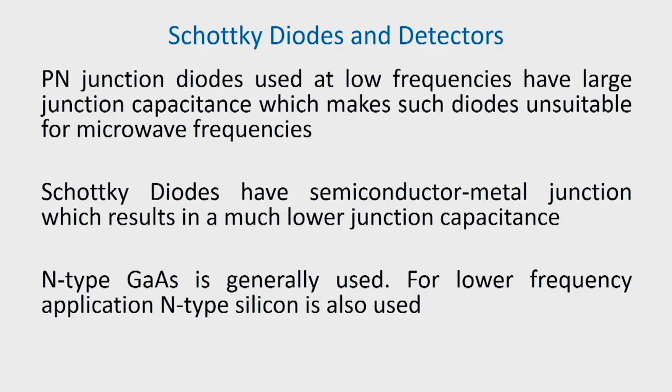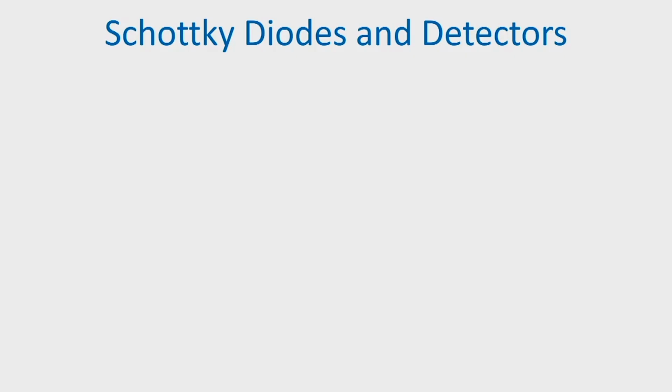Usually, in the design of Schottky diodes, N-type gallium arsenide is used, and for lower frequency operation, N-type silicon is also used. Let us see how this device is modeled mathematically.